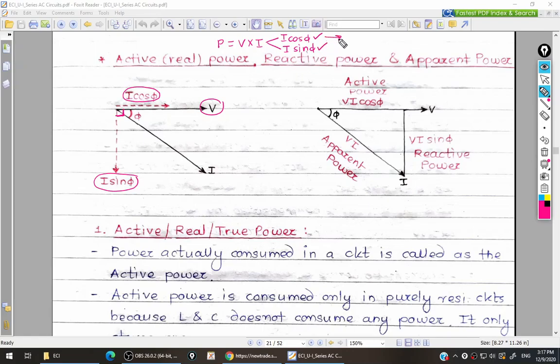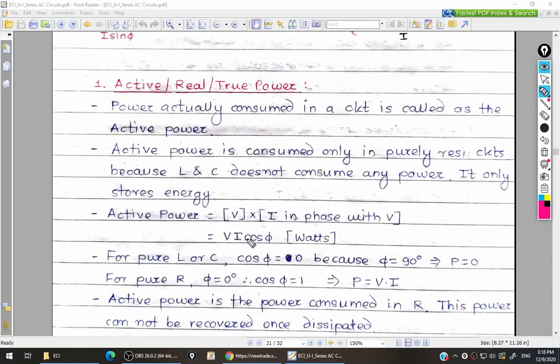Okay, so when you multiply with I cos phi, it is nothing but active power. And when you multiply voltage with I sin phi, it is nothing but reactive power. So this you have to remember. You can observe here, voltage is multiplied with I cos phi. Voltage is on the x-axis and I cos phi is also on the x-axis. Therefore we have written voltage multiplied by current in phase with voltage, because they are in phase with each other. So this is nothing but active power, and it is always measured in watts.